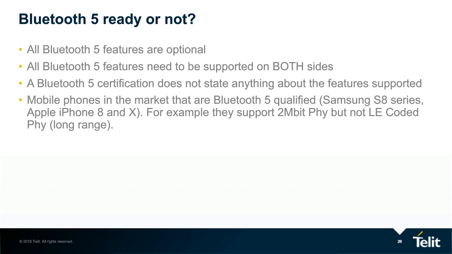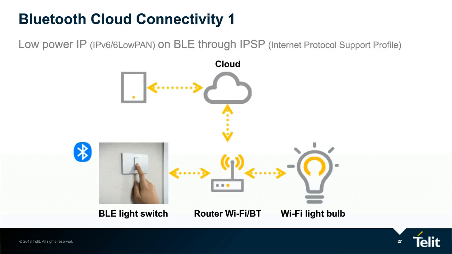For example, I checked the mobile phones, the Samsung S8 series and the Apple iPhone 8 and 10, on the Bluetooth SIG webpage. They do support the 2 megabit PHY for Bluetooth 5, but they do not support the LE-coded PHY. So that means you cannot communicate over long range with these devices, although you could use the higher throughput. Now, looking at cloud connectivity, Bluetooth offers 3 standardized ways for sensor to cloud.